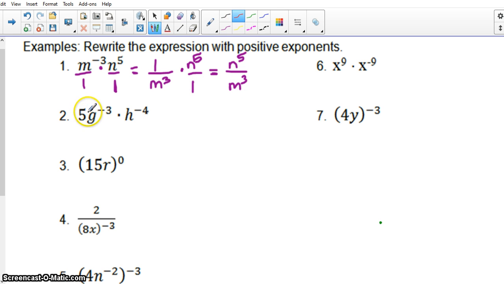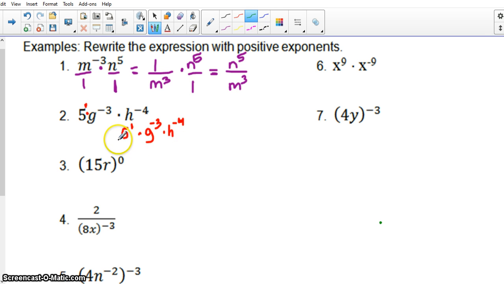For question number 2, I have 5 times g to the negative 3rd times h to the negative 4th. I'm going to put that multiplication dot to separate the 5 from the g to the negative 3. And also, I'm going to put that 1 in there because I remember that there is an exponent that's hiding, which is 5 to the 1st. So I'm going to rewrite the problem as 5 to the 1st times g to the negative 3 times h to the negative 4 with those multiplication dots to separate all my factors.